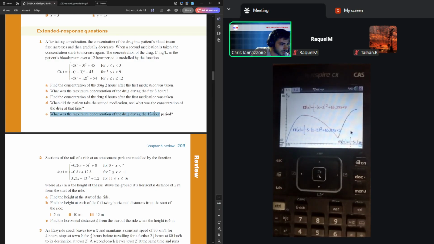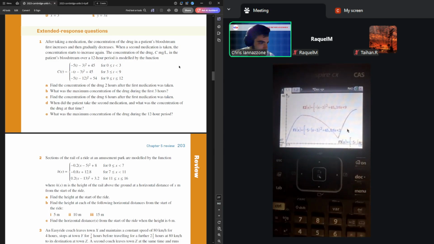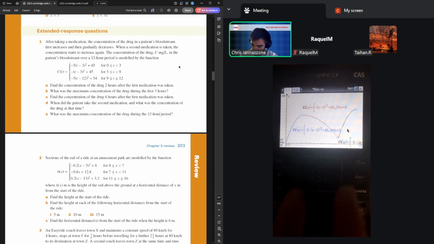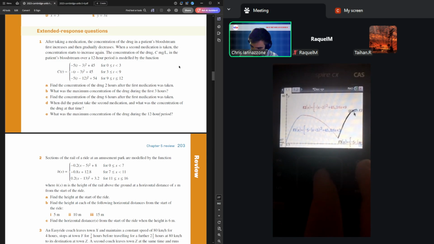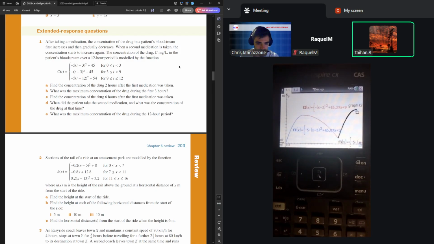Cool. And then finally, what is the maximum concentration of the drug during the full 12-hour period? Very similar question to part B. Let's see how they get this one sorted. You could just look at it from the graph, highest y value. That's it. Highest y is going to be right at the very tip top of that.